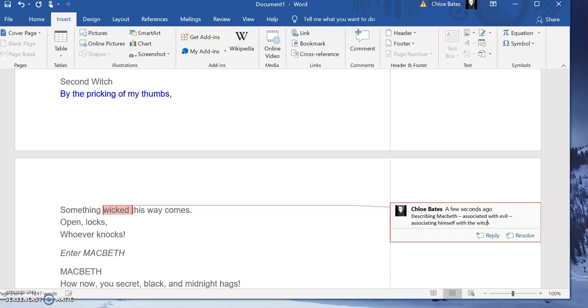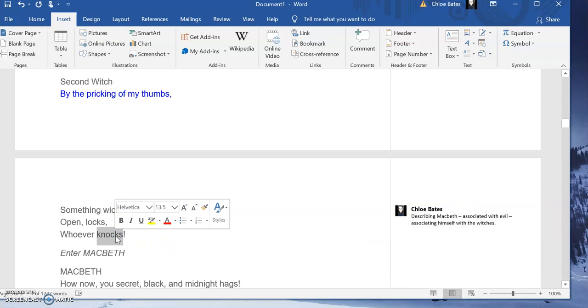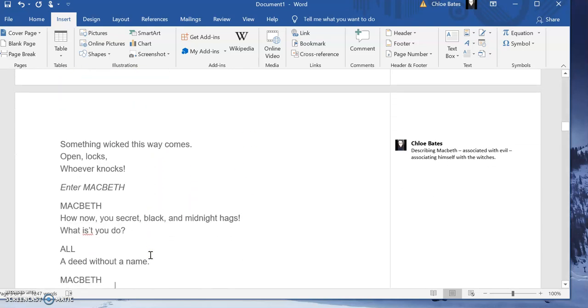So perhaps he's now associated with evil because he keeps associating himself with the witches. Right, and this knocking again. Remember the porter speech, knock, knock. He is knocking metaphorically into the scene again. Enter Macbeth. Right, here we go.